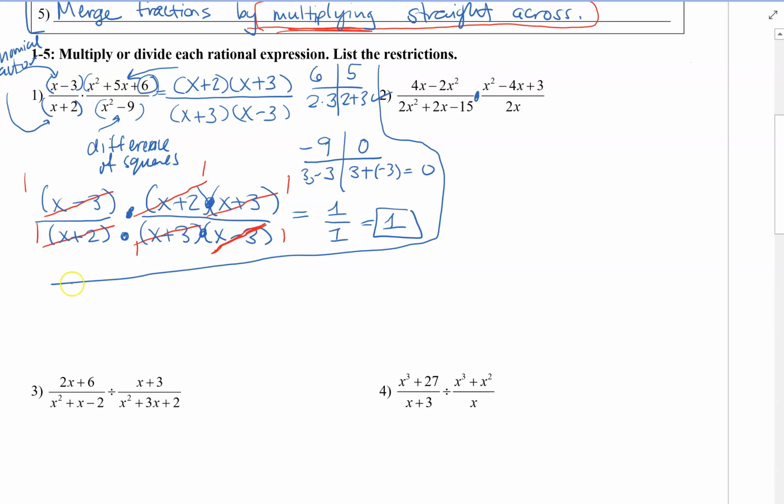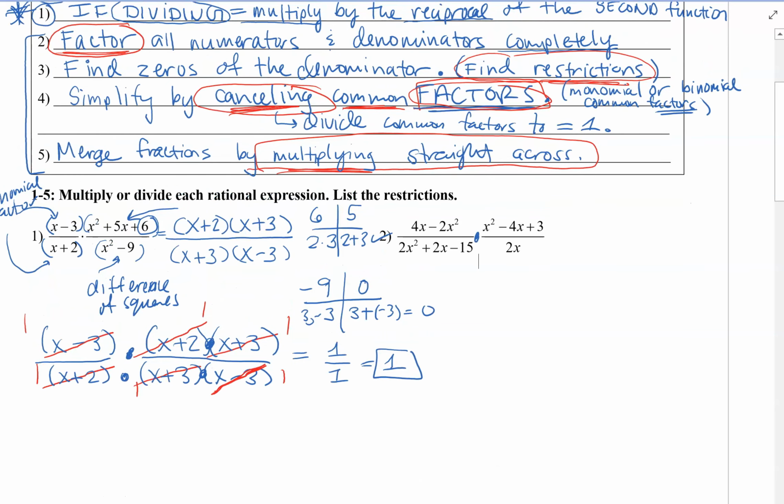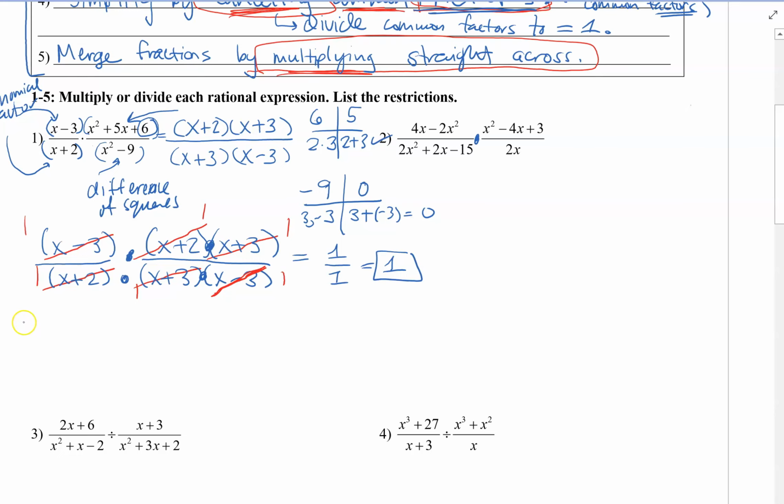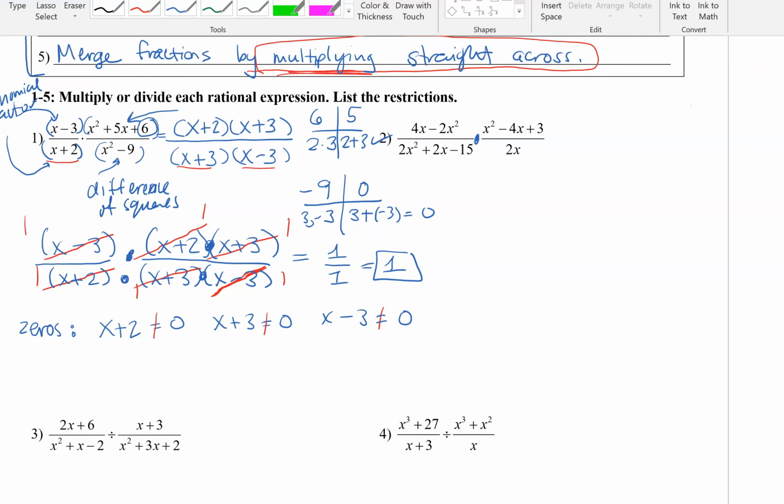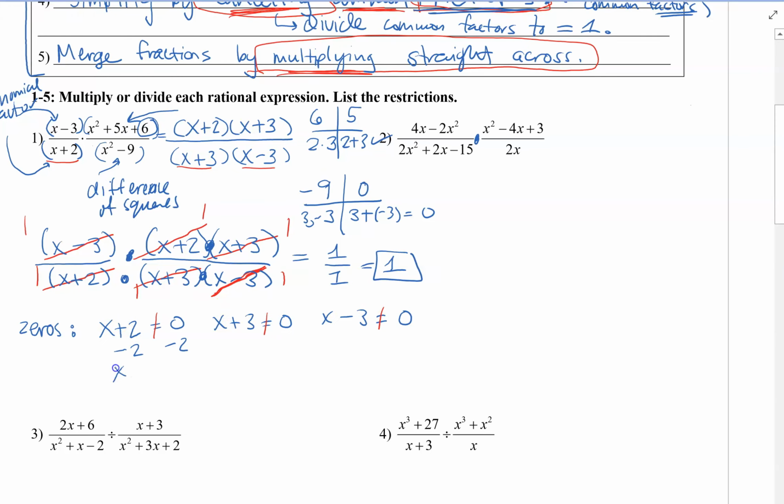Wait a minute, I realize I forgot something in example 1. It mentions that we need to find the zeros of the denominator, and I accidentally left that part out in example 1, so let's figure that out right now. The zeros of the denominator would be anything that makes x plus 2 0, or x plus 3 0, or x minus 3 0, because those are the 3 factors in my denominator. Here's x plus 2 and then x plus 3, x minus 3. So basically I'm not allowed to let any of those factors end up being 0. So this one would be 0 if x were negative 2. This one would be 0 if x were negative 3.